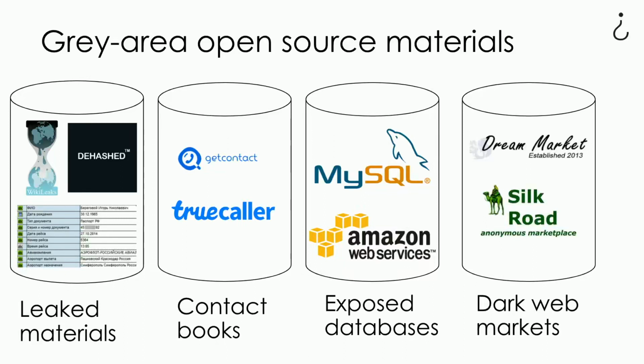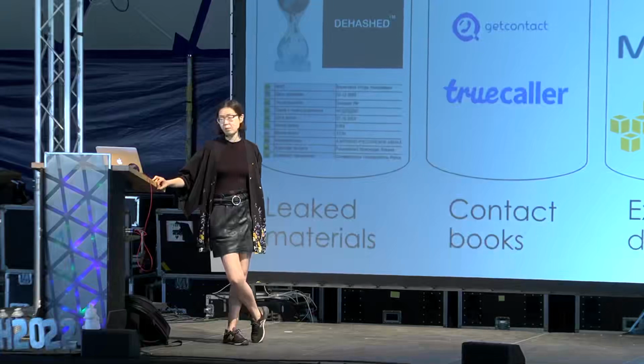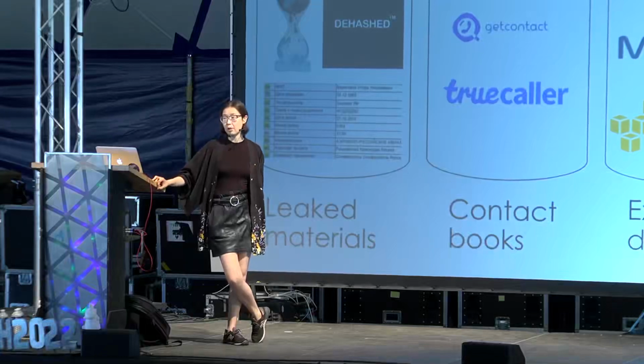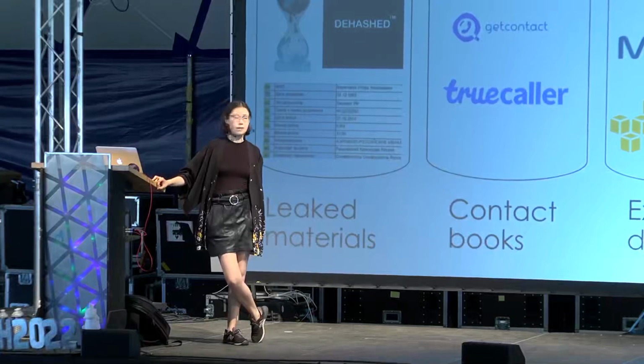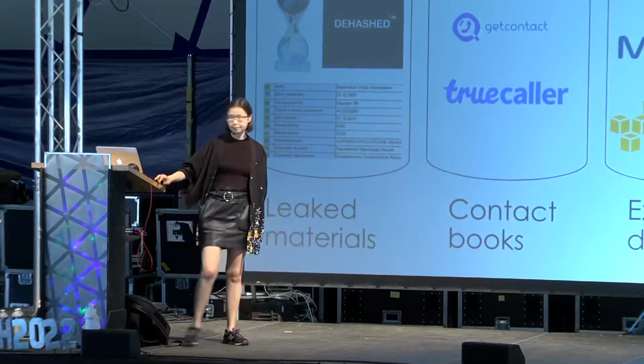And the last one is dark web markets. Like Silk Road, Dream Market, we don't really do our research there. This is a place for us to sometimes download leaked databases, but yeah, that's pretty much it. Okay.